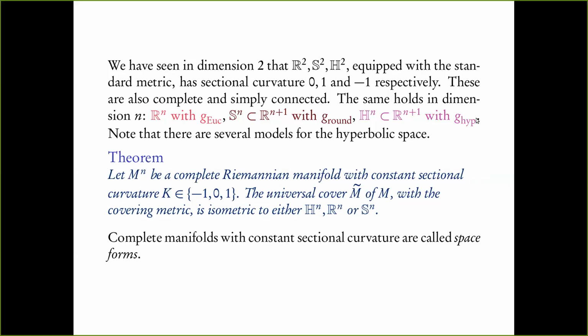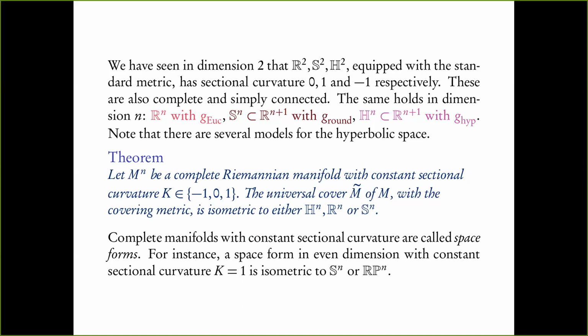Okay, so these things have another name. Complete manifolds which have constant sectional curvature make their appearance so frequently in so many different places that they have a name. They're called space forms, because these are your three basic models for the space or geometries, and then you want completeness for various reasons.